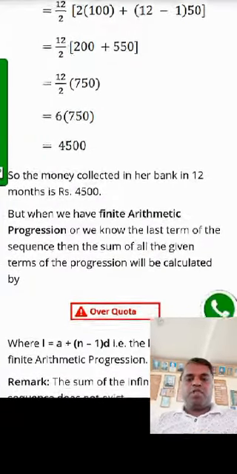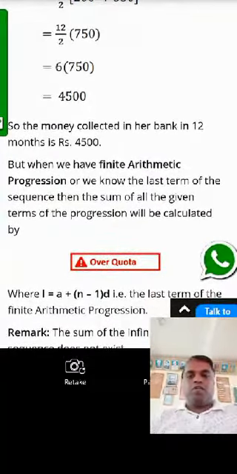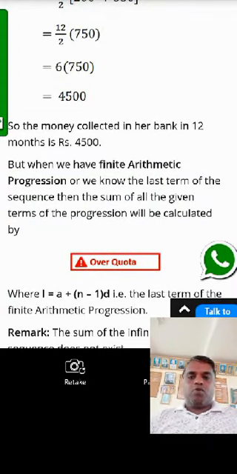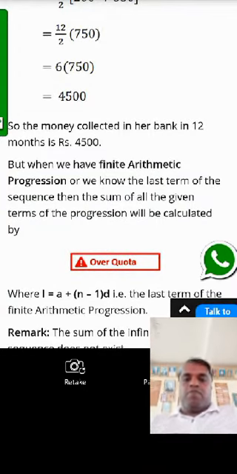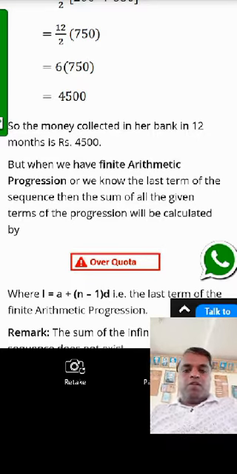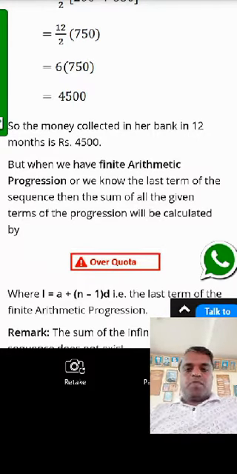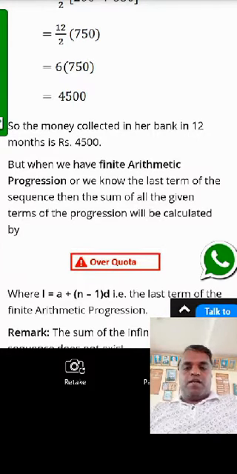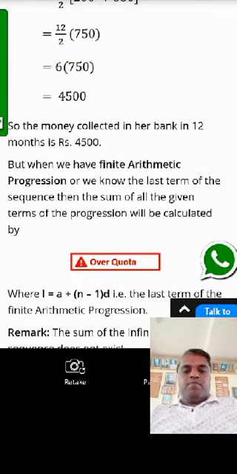6 into 750 is how much? 4,500. So the total money collected in Radha's bank after 12 months is 4,500. This is how we find the arithmetic series of a finite progression.